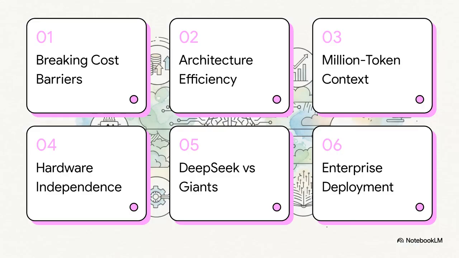Okay, let's dive into this with a quick boardroom-style roadmap of what we're covering. We're going to start by breaking the AI cost barrier, then unpack the architecture of efficiency and mastering the million token context. From there, we'll look at bypassing hardware supply constraints, comparing DeepSeek head-to-head with proprietary giants, and finally, rounding it all out with enterprise deployment trade-offs.